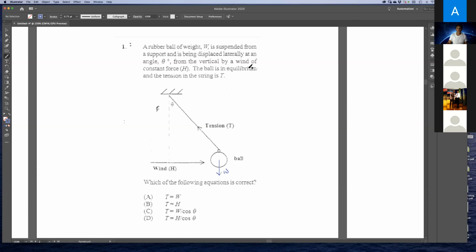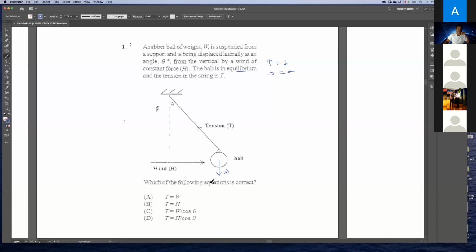Now, once they use the word equilibrium, we know that the upward forces must be equal to the downward forces. We know the forces to the right must be equal to the forces to the left. We know that. That's what the word equilibrium brings. And therefore, this is the principle upon which we need to answer this question. So we have this tension story going on here.